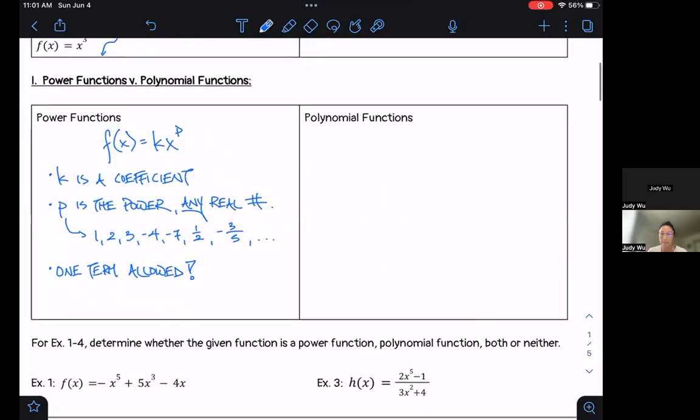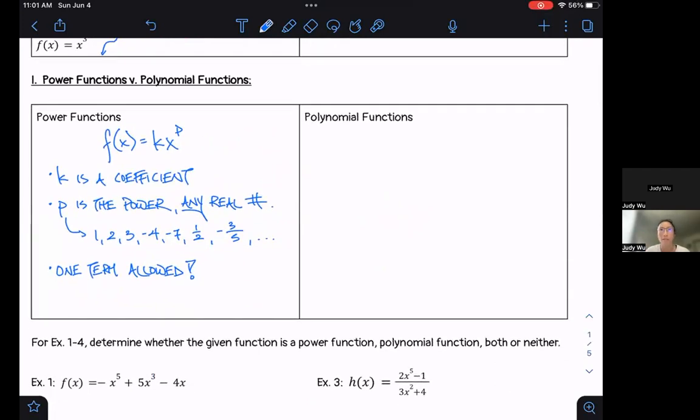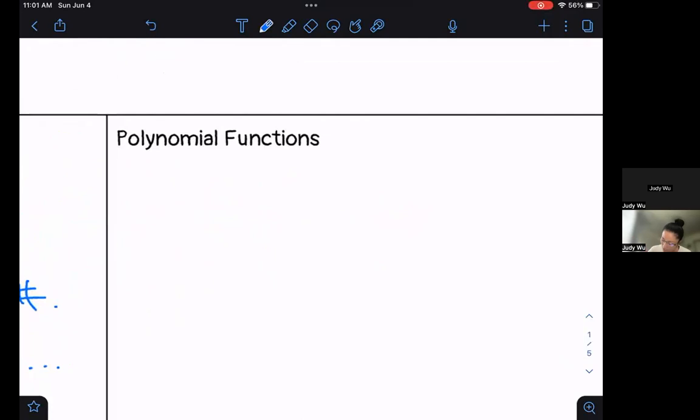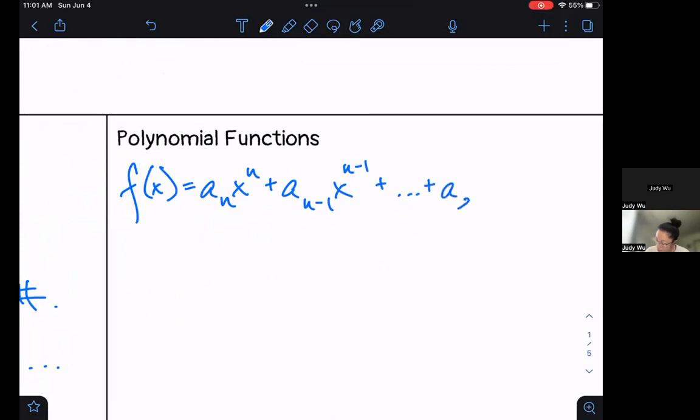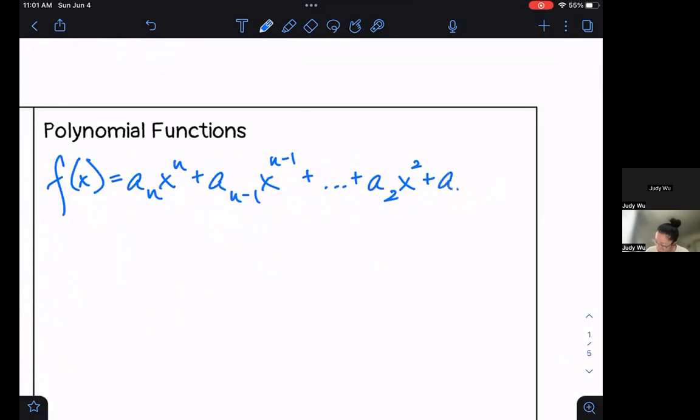Now, in contrast, let's look at what it means to be a polynomial function, okay? And we're going to write a general form here. F of x equals a sub n x to the n plus a sub n minus 1 x to the n minus 1 plus, and we're adding a bunch of terms until we get a2 x squared plus a1 x plus a0, okay?